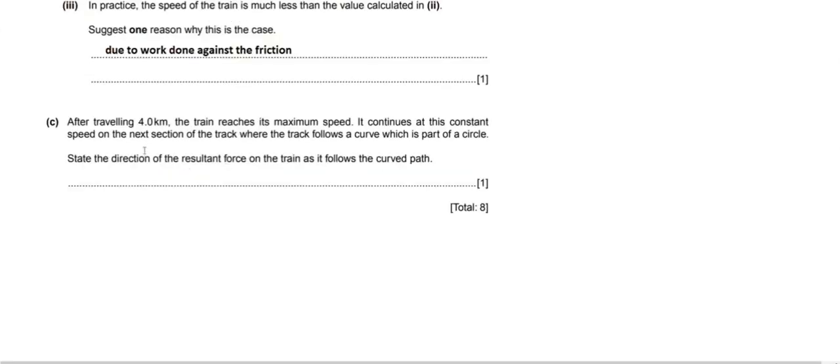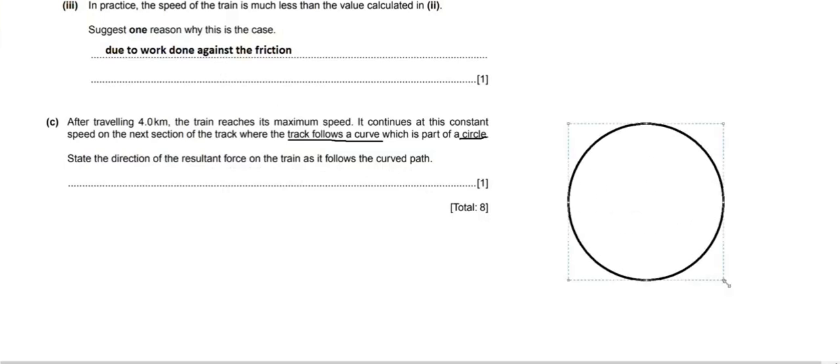The last one: after traveling 4 km, the train reaches the maximum speed. Here it continues at this constant speed on the next section of the track, where the track follows a curved path, which is a part of a circle, and we must state the direction of the resultant force on the train as it follows the curved path. So we know that whenever we have a curved path which is a part of any circle, the force acting on the object is always toward the center of the circle of that curved path. That is nothing but called the centripetal force.